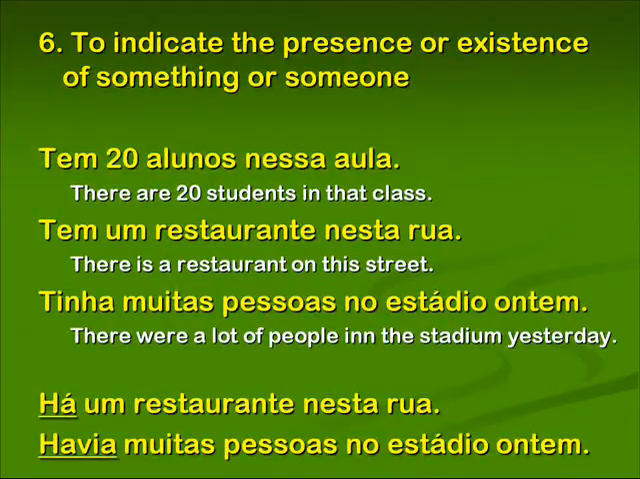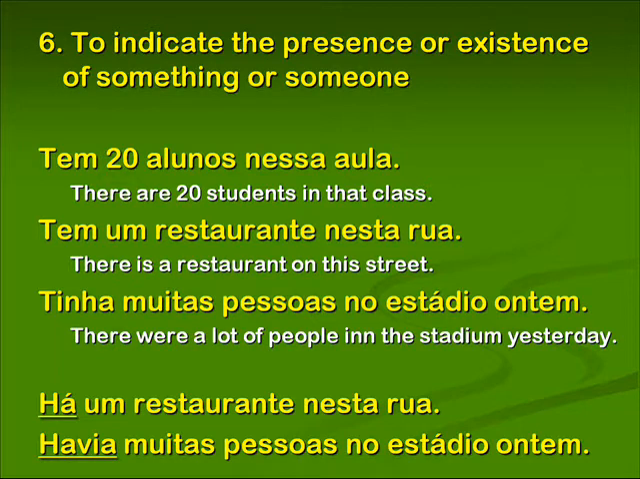Okay, a sixth, we're getting way up there in numbering now, a sixth usage of the verb ter could be to indicate the presence or the existence of something or someone. Okay, for example, tem 20 alunos nessa aula. There are 20 students. Or, tem restaurante nesta rua. There is a restaurant. Tinha muitas pessoas no estádio ontem. There were a lot of people at the stadium yesterday.